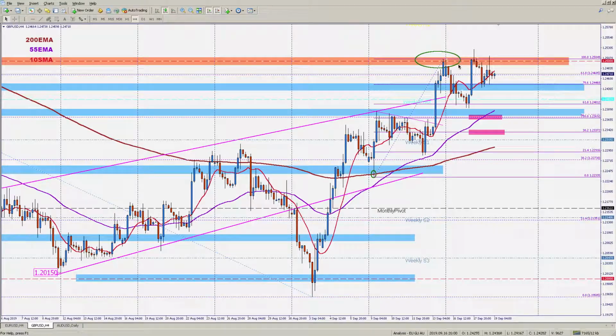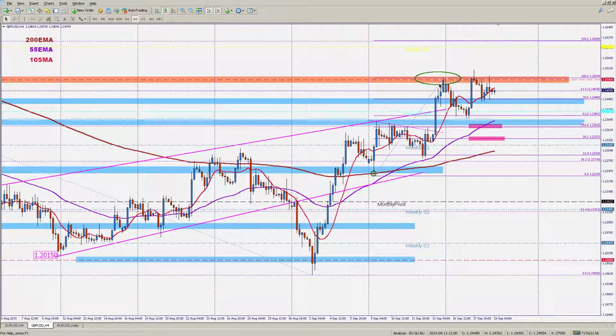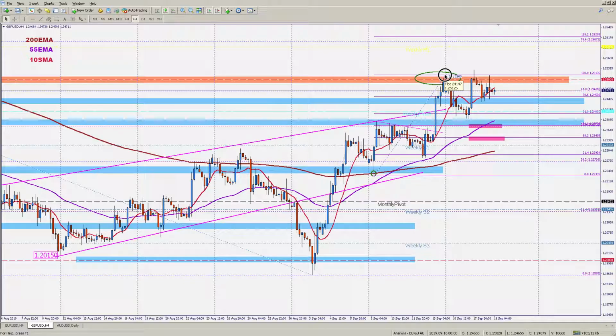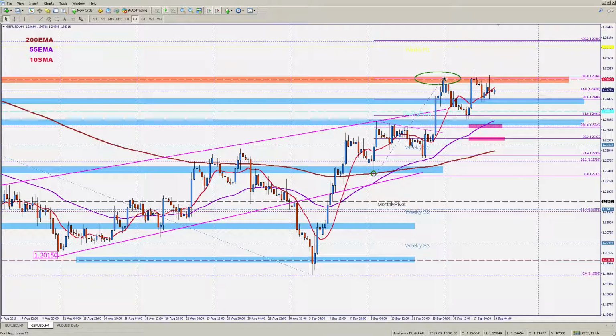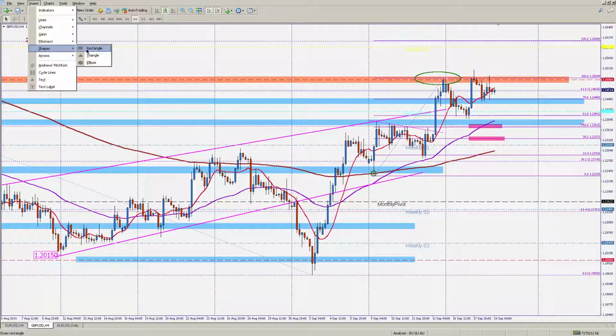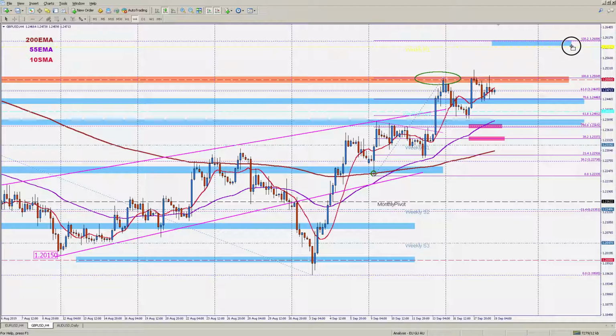If it does move up higher, it's aligning with the 78.6 Fibonacci level of the bigger swing. So if it breaks 125 conclusively, then it could move up higher and target the weekly R1 at 125.90, and then the 126 round figure. So this could be a potential resistance zone and target area.